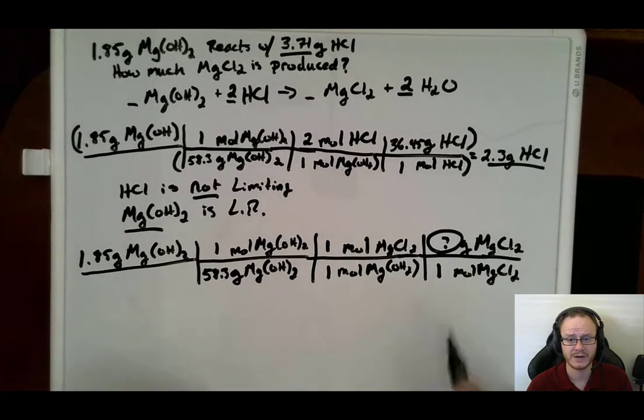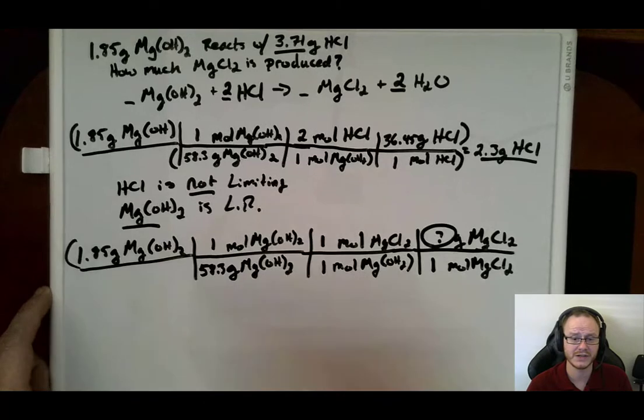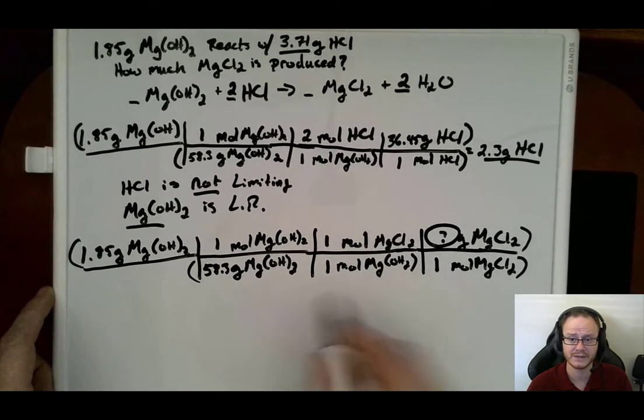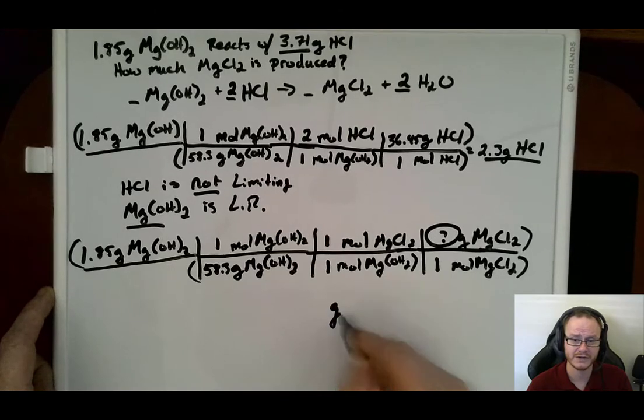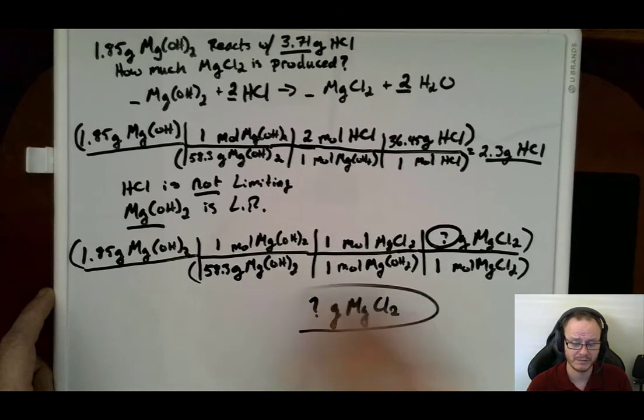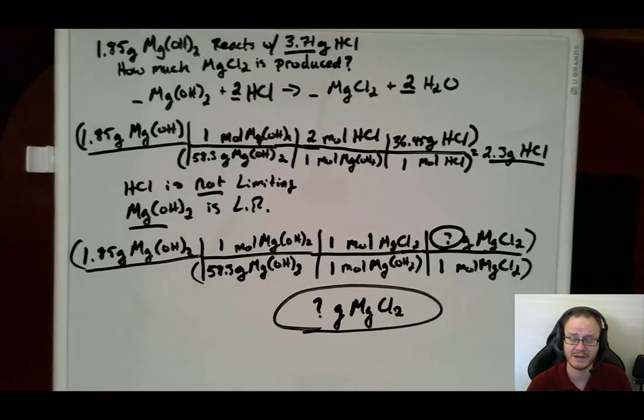At this point, these are problems you should be familiar with, but this is a setup for question number 2 in your practice. Make sure you use order of operations. Product of the top divided by product of the bottom will result in the total grams of magnesium chloride and my final answer.